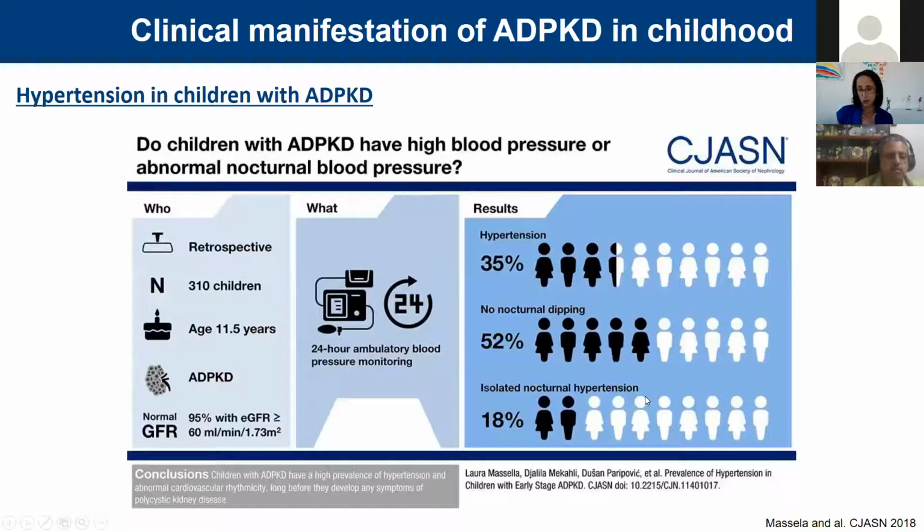We also performed a European study including almost 300 children, and we did an ABPM, and we showed that more than 35% have hypertension. But what was very impressive is that 52% had this non-nocturnal dipping, as we actually see in populations with diabetes or obesity, and 18% had an isolated nocturnal hypertension. Of course, again, in this case, we don't know what to do with these children.